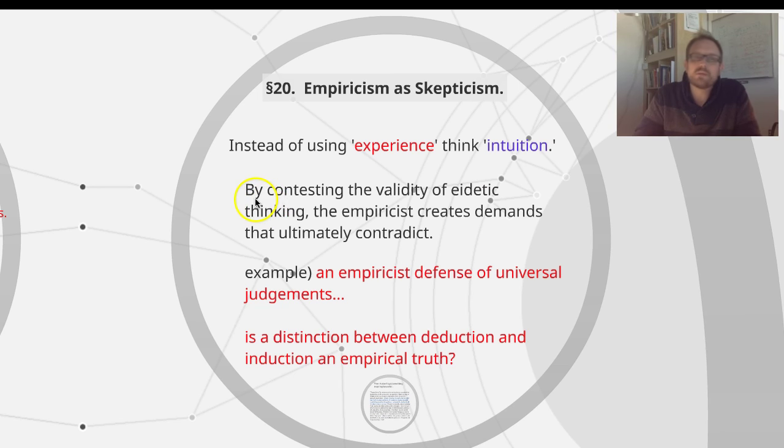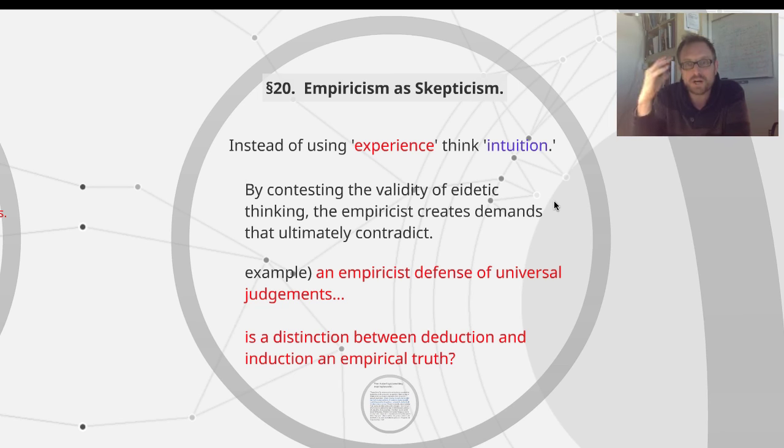So from Husserl's perspective, by contesting the validity of eidetic thinking, and eidetic thinking is the way in which Husserl wants to think about essences and analyze these essences in consciousness, the empiricist denies that, but he says by doing this, the empiricist creates demands that ultimately contradict. So, for example, what would an empiricist's defense of universal judgments look like?